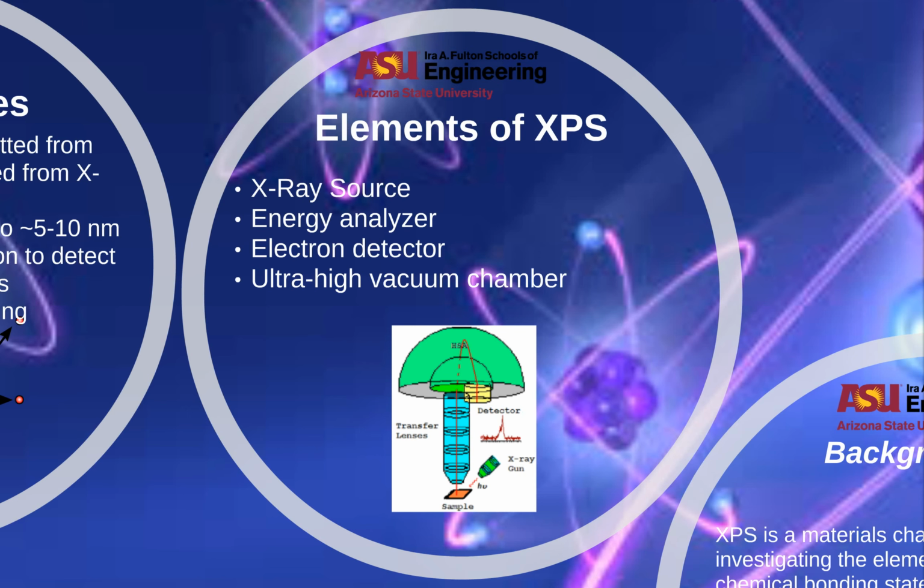Monochromatic X-rays are generated at K-alpha 1.4866 keV energy. The electron detector detects photoelectrons emitted from the sample.